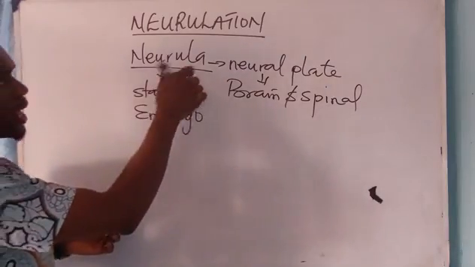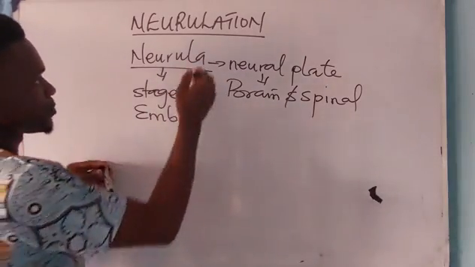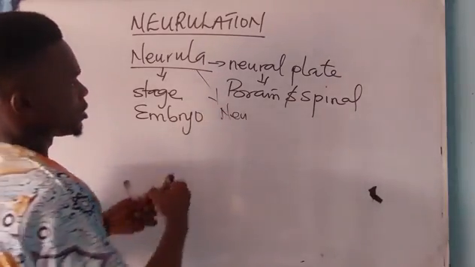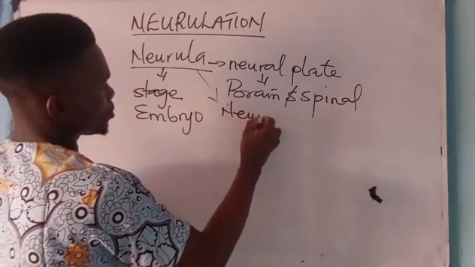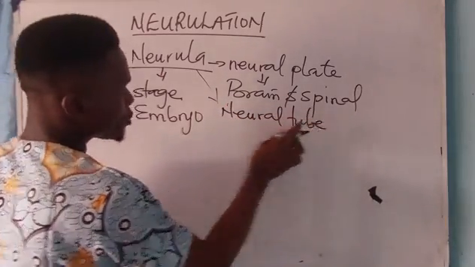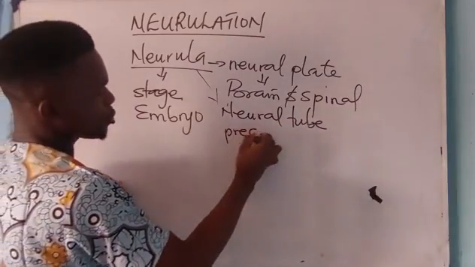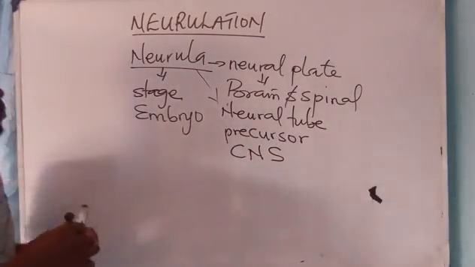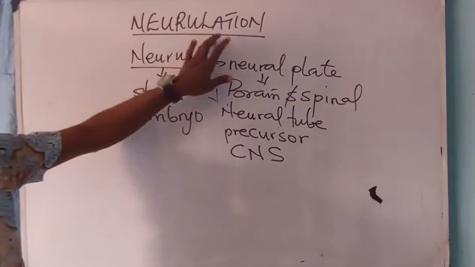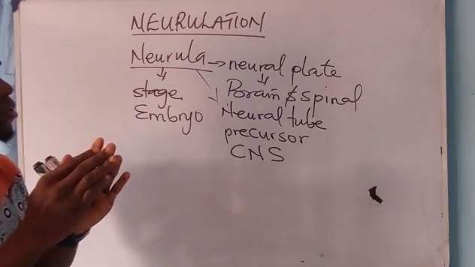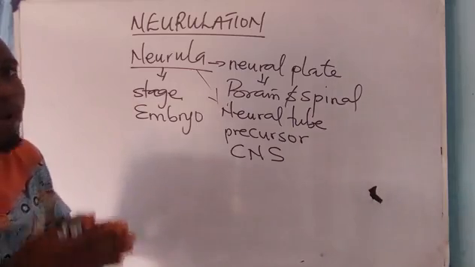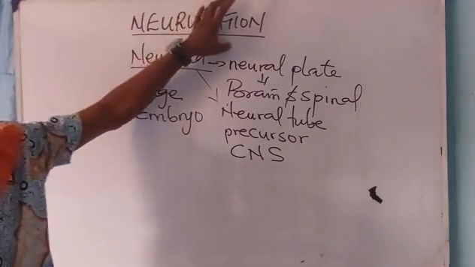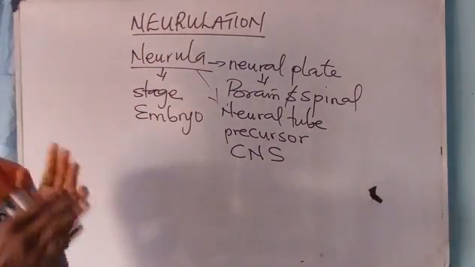Now, in the neurula as well, you have what is called the neural tube. The neural tube is actually called a precursor of what? Central nervous system. So neurula or neurulation also takes part during gastrulation, which means that neurulation and gastrulation occur side by side.